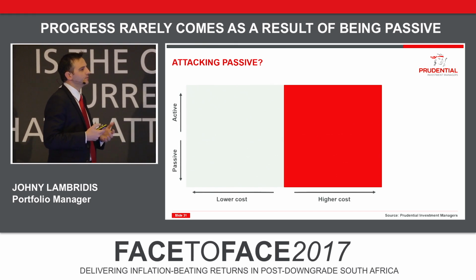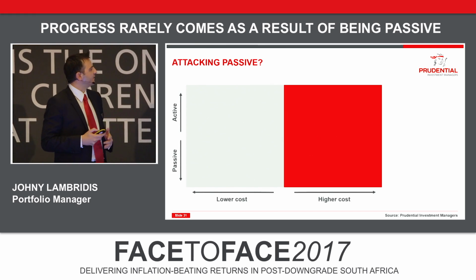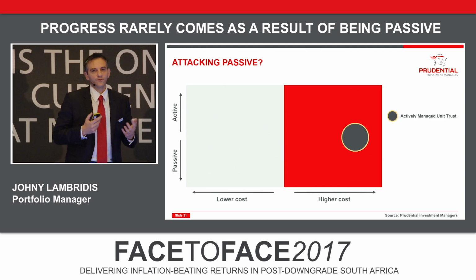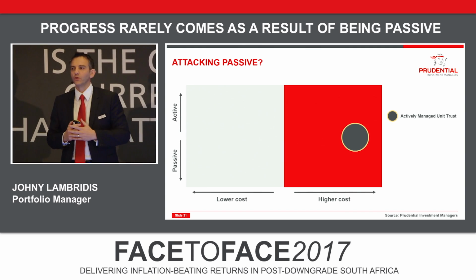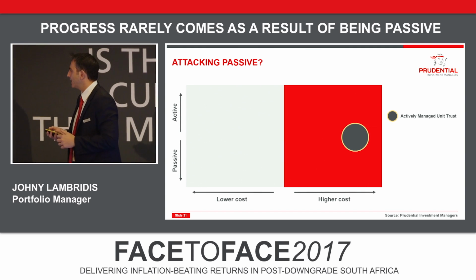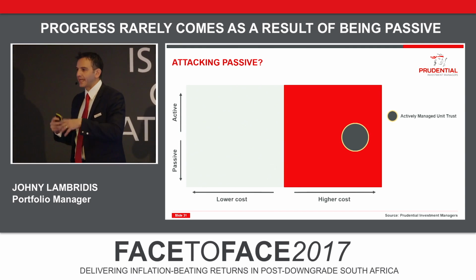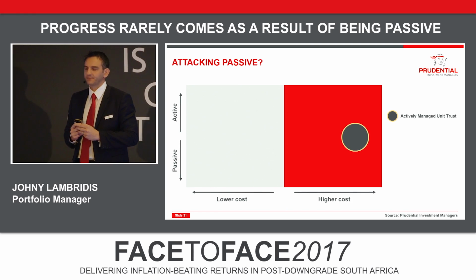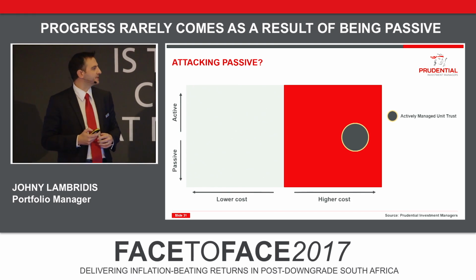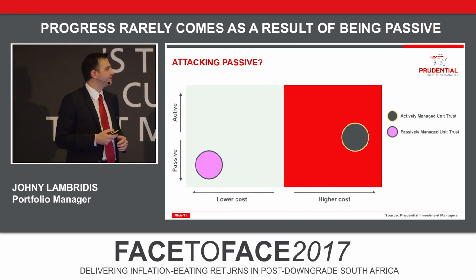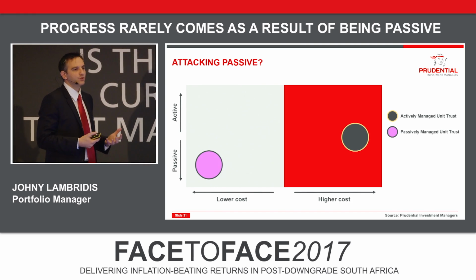Setting the scene, let's assume for today that a retail investor can pick between two different kinds of vehicles. An actively managed mutual fund, or what we call a unit trust in South Africa. Here, effectively, a fund manager is actively managing a group of assets. So the Prudential Equity Fund would be an example of an actively managed unit trust. At the other end of the spectrum is a passively managed unit trust.